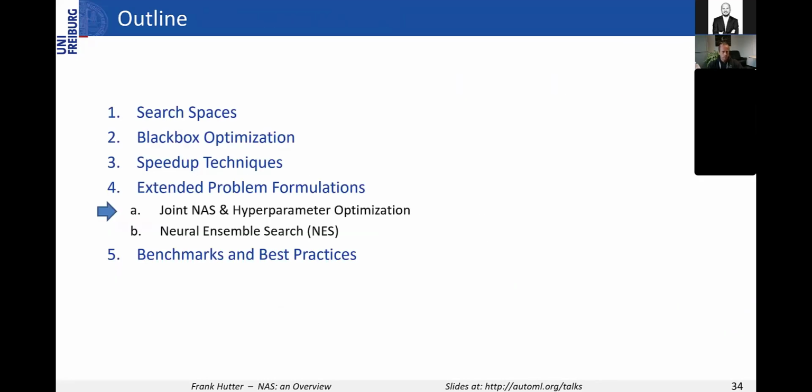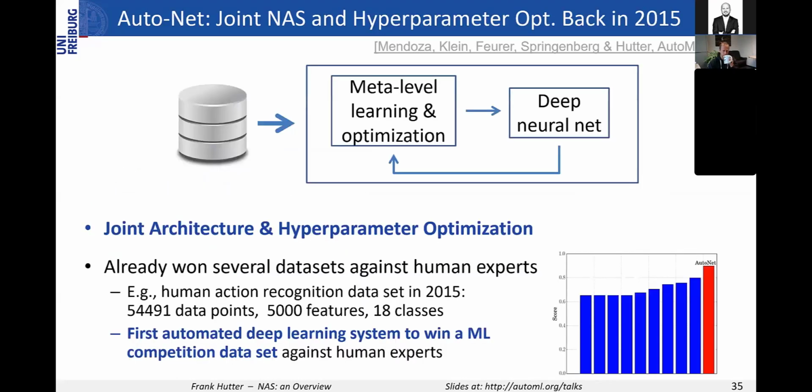All right. So much for neural architecture search. I would now talk briefly about some extended problem formulations of neural architecture search, namely joint NAS and hyperparameter optimization, and then searching not for a single architecture, but for a whole ensemble of neural architectures that do well together. So let's talk about joint NAS and HPO first.